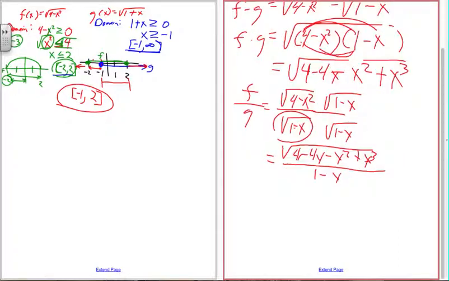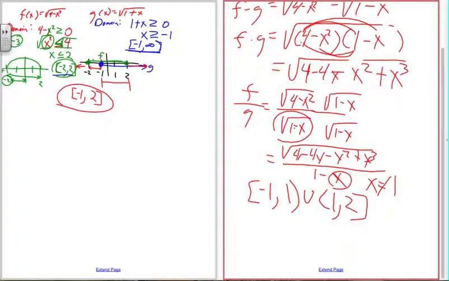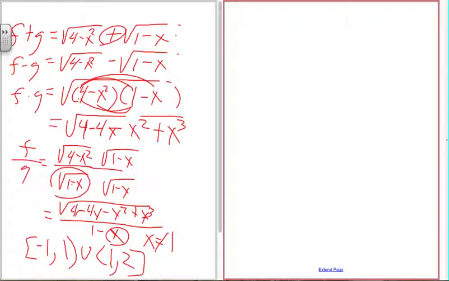And here the domain is going to be a little bit different because we're going to have to exclude 1. X cannot equal 1. So the domain then will still be -1, but I will go up to 1, but I can't include it. And then that will union with 1, 2, 2. And I include that. And that's the difference on that one. Okay.